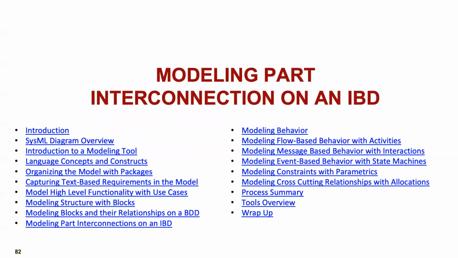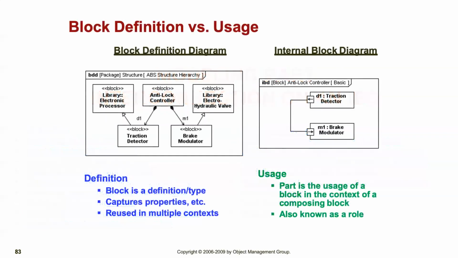Okay, well, let's get into the next one. Let's talk about the internal block definition diagram here, getting into connections. And so we then start to be thinking about block definition versus usage. And so here we have the block definition diagram, and here we have the internal block diagram where we're talking about the flow of information. So traction detection would then flow into the brake modulator.